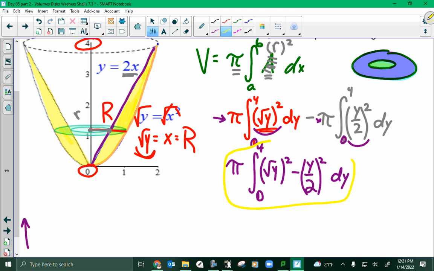And you'll see it on the next slide. I take the bigger r squared minus the smaller radius squared. I integrate that and multiply it times pi. That is the money shot. That's what we're doing, okay? That's the money shot, and that's what we're doing.